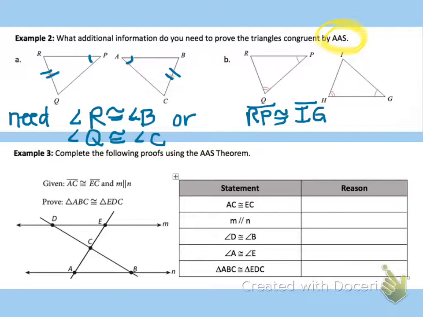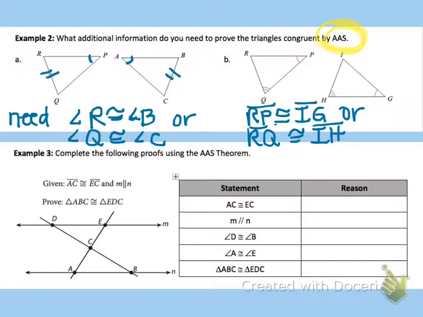You'd have to either show that, oops, fix my congruent sign, or we'd have to show that the other pair, so that would be RQ and IH. Either one would still give us two angles and a non-included side and would work just fine. And now let's take a look at some more formal proofs.